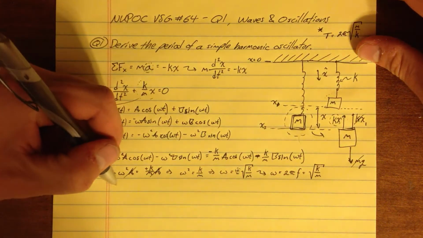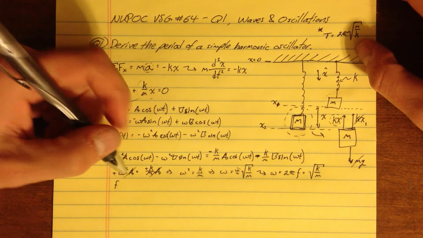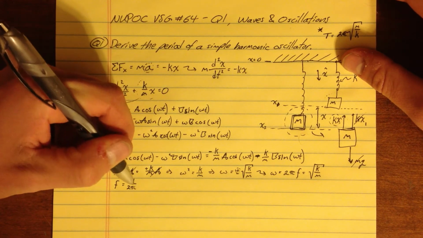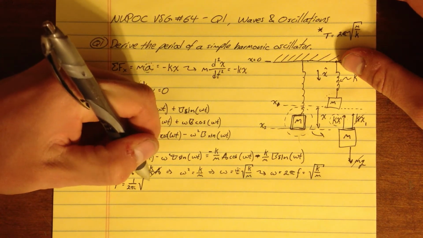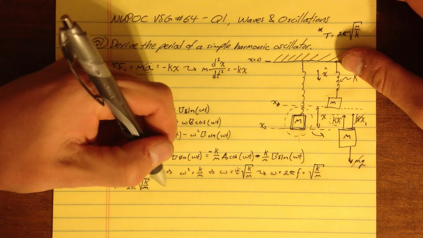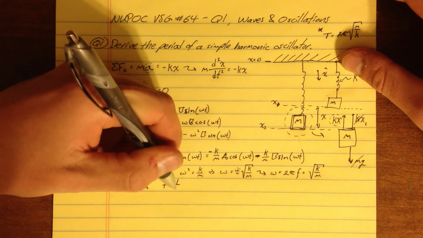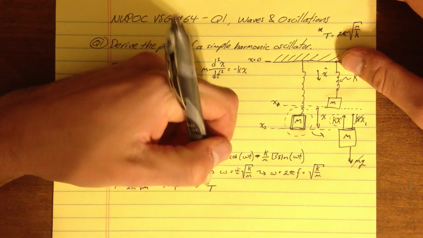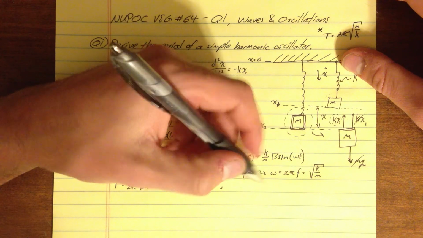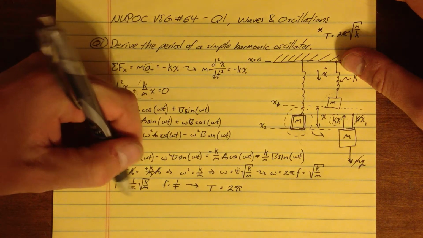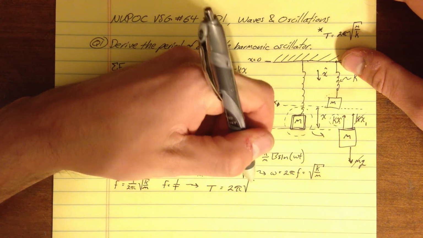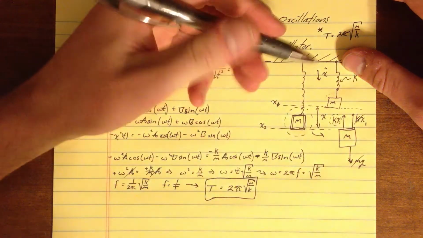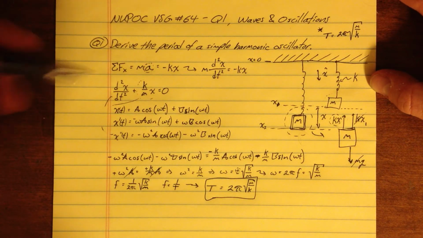So we know now, hopefully I'm not going off the page here, I don't think I am yet, f equals 1 over 2 pi root k over m. And we know, of course, that f equals 1 over T. So we can say that T, the period of the simple harmonic oscillator, is just the inverse of frequency here, or 2 pi root m over k, which is what we started with up here and what we set out to derive.